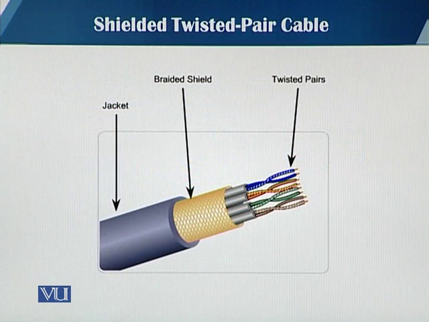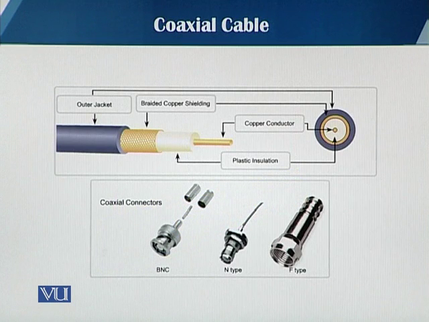The next type of copper media we have is shielded twisted pair cable. It is safer and less prone to interference than UTP cable, which is unshielded twisted pair cable. In STP cable, just like UTP, you also have the twisted pair wires, and then you have a braided shield in the outer coating of the wire, and then the outermost coating is a jacket to protect it from interference.